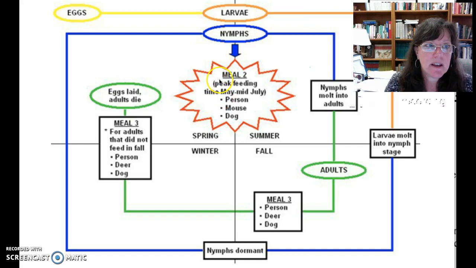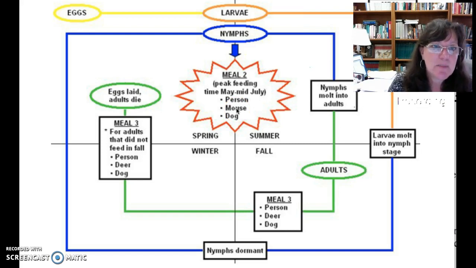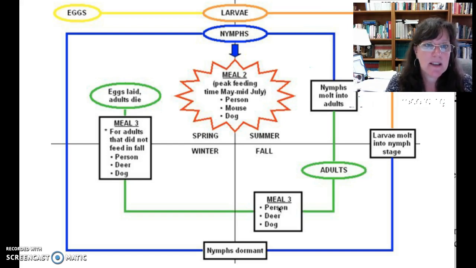If the nymph gets infected at the second stage by feeding on a mouse or some other organism, but likely a mouse that has the Lyme disease bacterium in its bloodstream, then the next time around, that third meal, if it attaches to a human, it could transmit the disease to the human then. So there's a couple of different stages where the tick can pick up the Lyme disease bacteria, and a couple of stages where it can pass that disease on to humans.